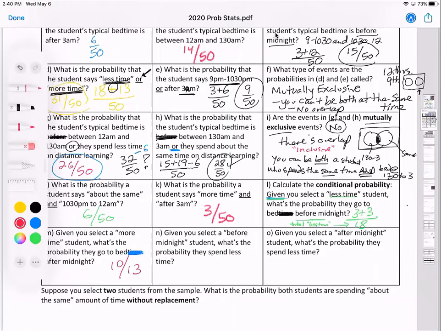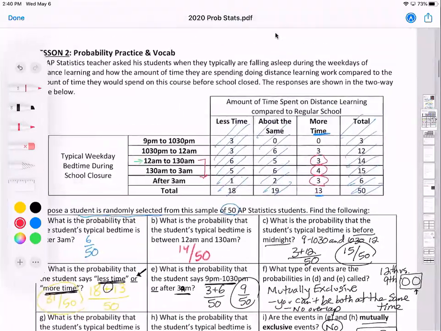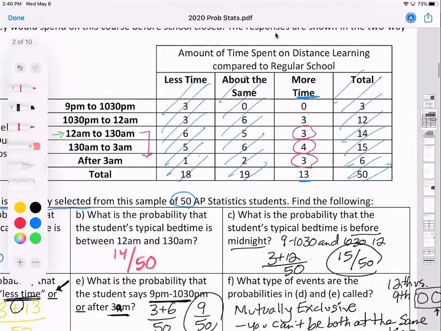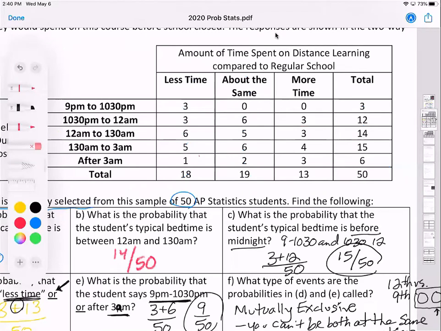And then the next one, given that you select a before midnight student. Now this is going to be a little different shading. Before midnight student. So before midnight, here's midnight. Before midnight would be all the students above this green line. So we're ignoring now all these students.